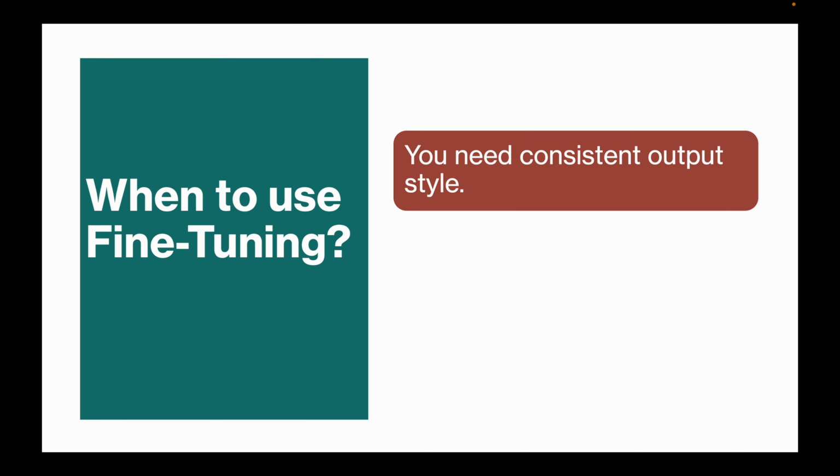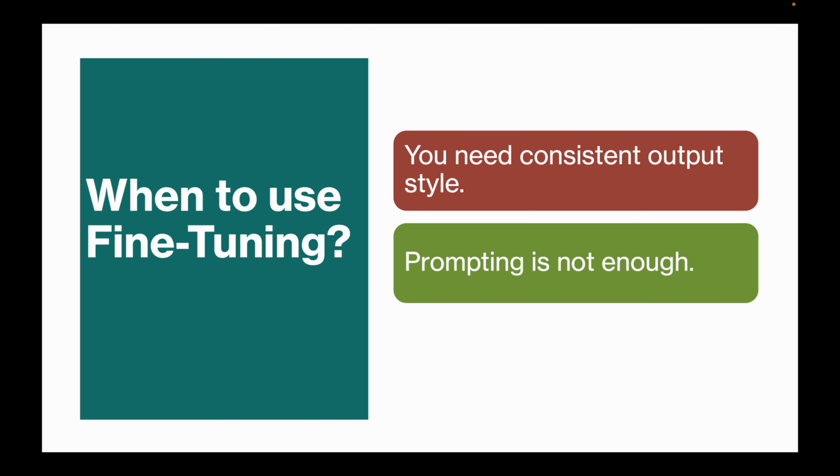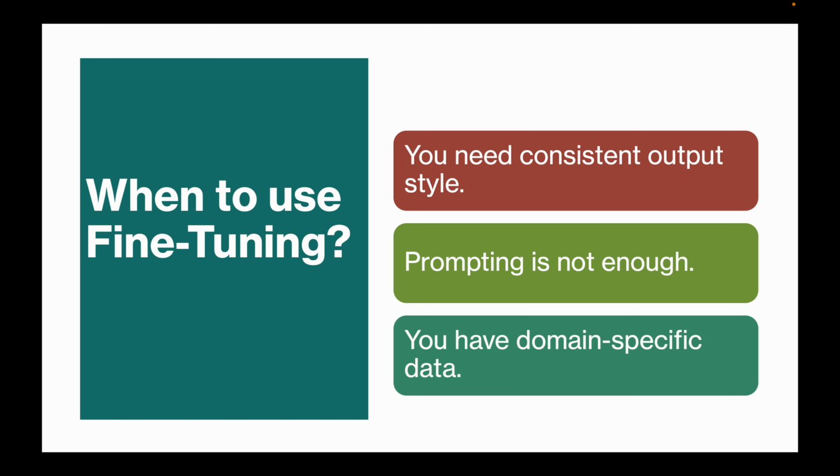When to use fine-tuning? We can use fine-tuning when we need a consistent output style. Fine-tuning is useful when we need to maintain a specific communication style or format of the response. Prompting is not enough. Fine-tuning is important if simple prompting fails to produce desired responses. We use fine-tuning when we have domain-specific data. It works best when the task needs deep understanding of a specific domain and if we have access to high-quality datasets.